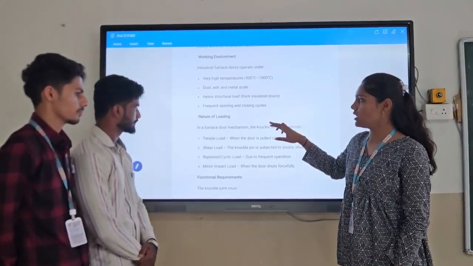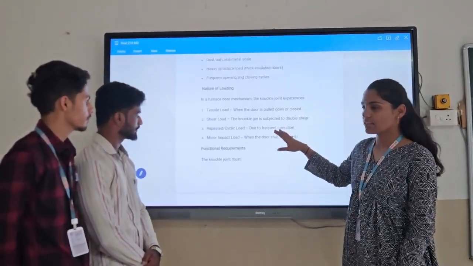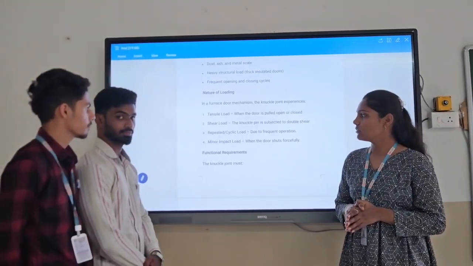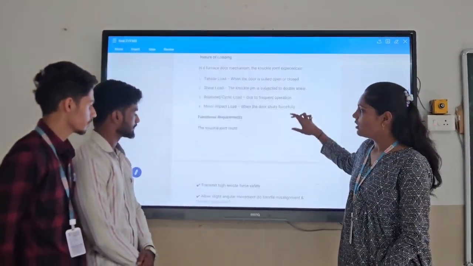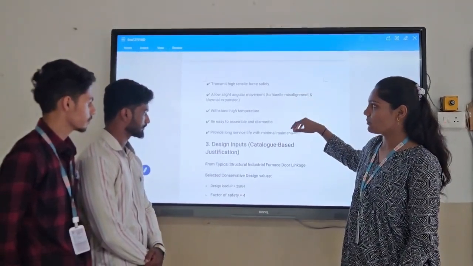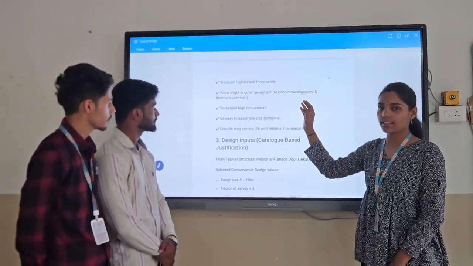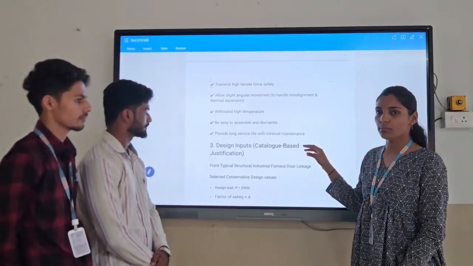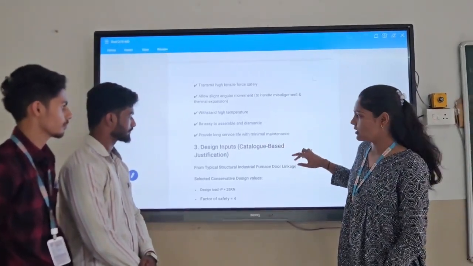Next is the nature of loading. It is tensile load, shear load, repeated cyclic load, and minor impact load. So these are the functional requirements: transmitting high tensile load, allowing slight angular movement, easy assembly, and providing ground service.